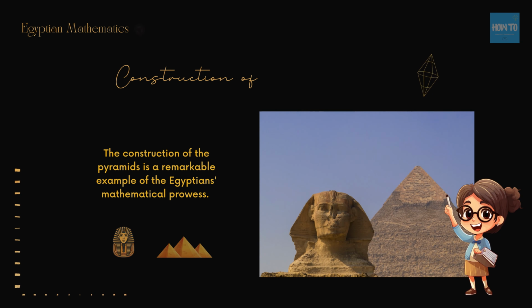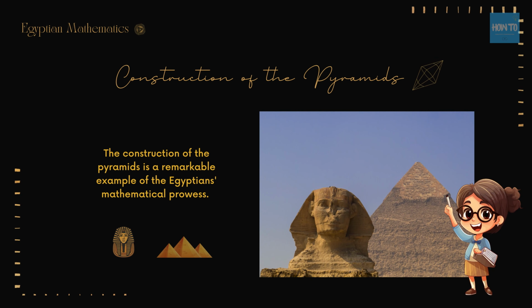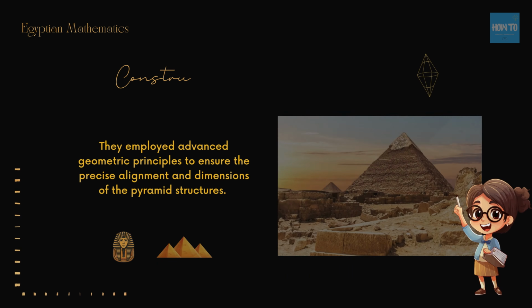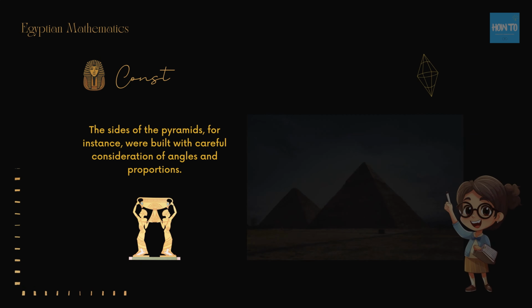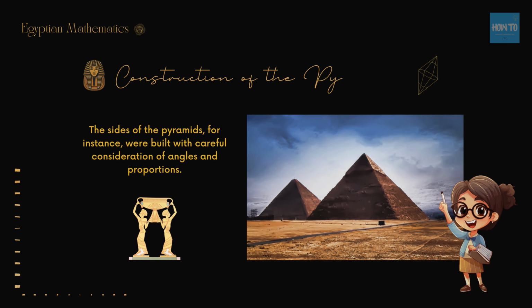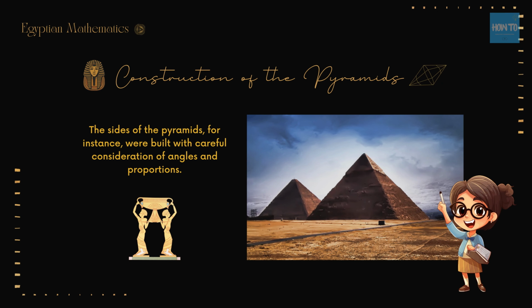Construction of the pyramids. The construction of the pyramids is a remarkable example of the Egyptians' mathematical prowess. They employed advanced geometric principles to ensure the precise alignment and dimensions of the pyramid structures. The sides of the pyramids, for instance, were built with careful consideration of angles and proportions.